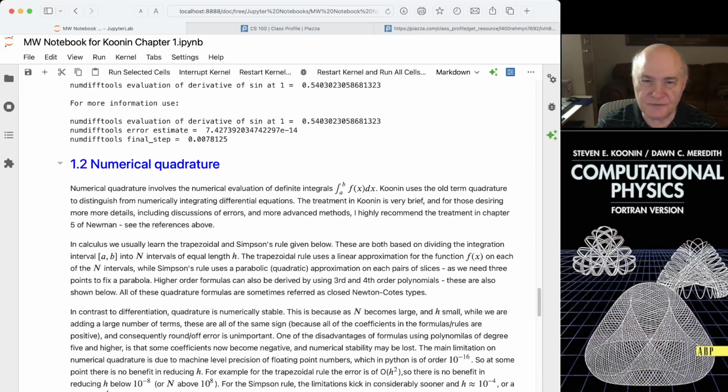So, with numerical quadrature, the idea is very simple. We want to calculate a definite integral.